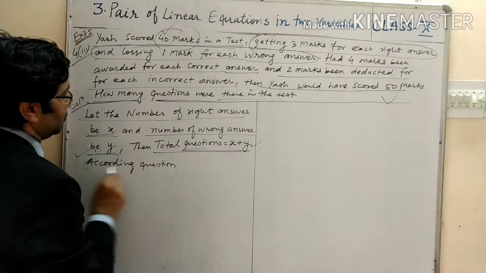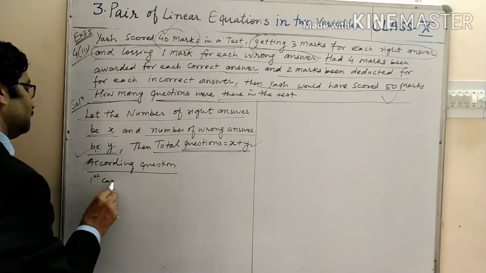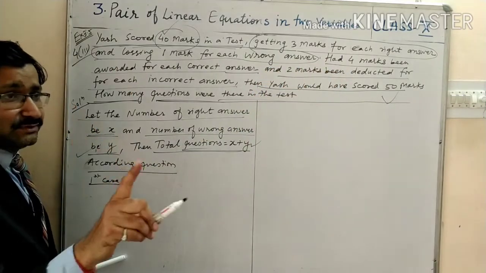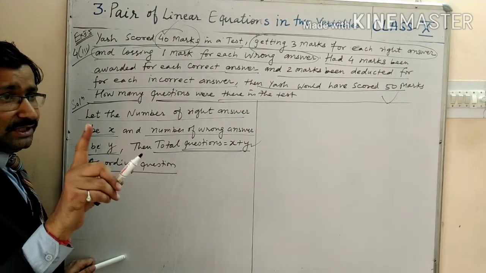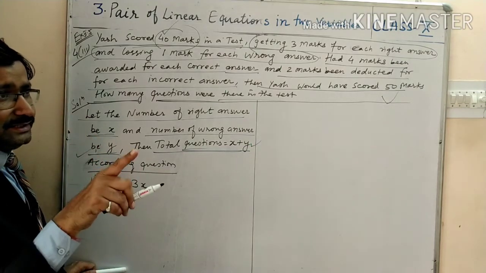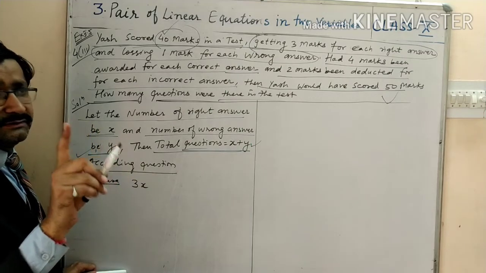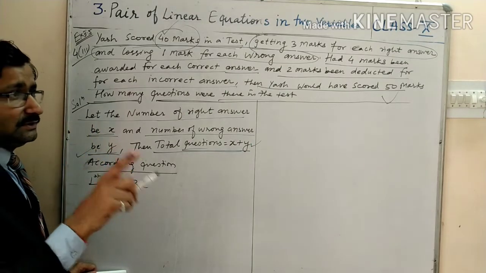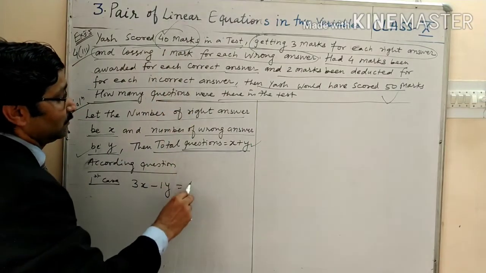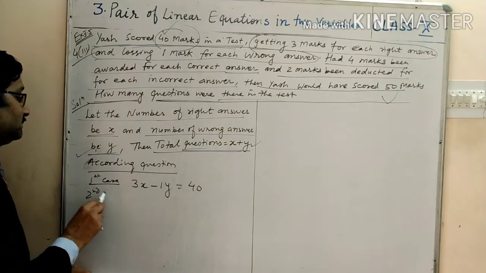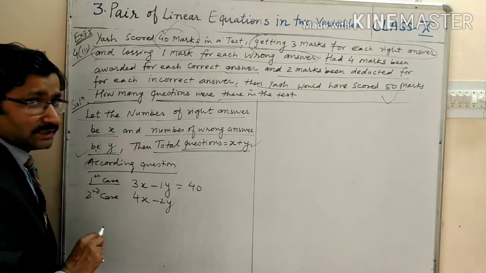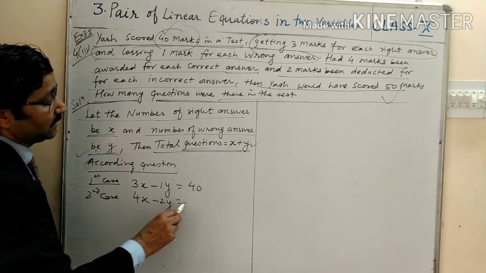According to the question, what is the first case? We have 3 marks for each right answer, so total marks will be 3x. And y questions he did wrong. For each wrong one, 1 mark is deducted, so minus 1y, and total marks he gets is 40. Similarly in the second case, he is awarded 4 marks for each correct answer and 2 marks deducted for each wrong answer, and totally gets 50 marks.